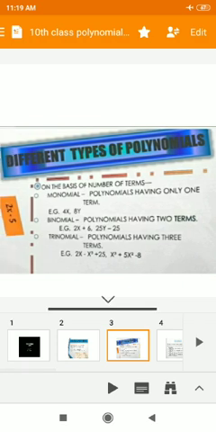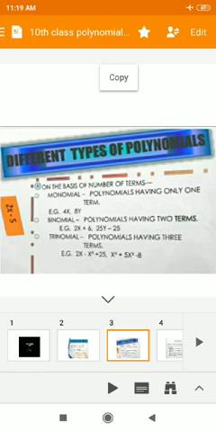Next comes different types of polynomials on the basis of terms. If a polynomial has one term, it is called a monomial. Example, 4x, 8y. The next one, polynomials having two terms. They are called binomial. Example, 2x plus 6, 25y minus 25. And third one, polynomials having three terms. They are known as trinomial. Example, you can go through, children. This is on basis of terms.